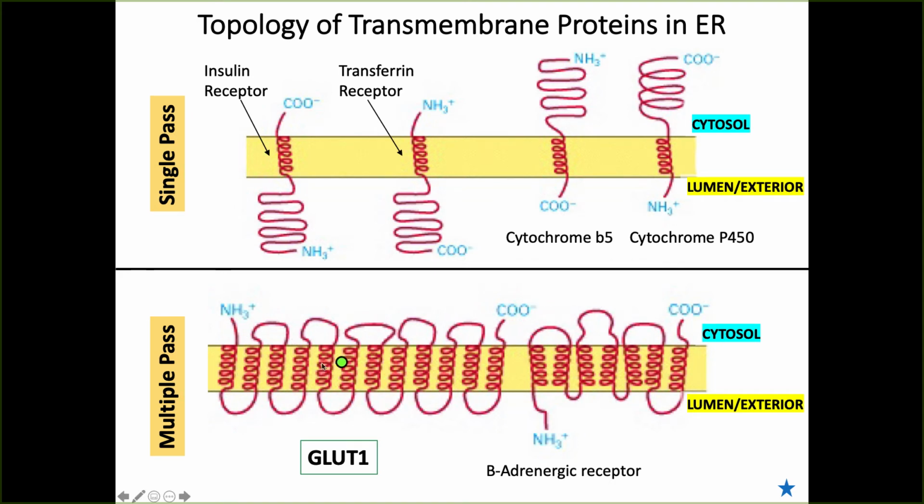You can easily calculate that if they pass through the membrane an even number of times, and we're going to repeat that, you do not have to write. If they pass through the membrane an even number of times, like 6, 8, 10, 12, the N and the C-terminal are of course going to be on the same side. But on the other hand, if you look at this one, a beta-adrenergic receptor, you have 1, 2, 3, 4, 5, 6, 7 passes.